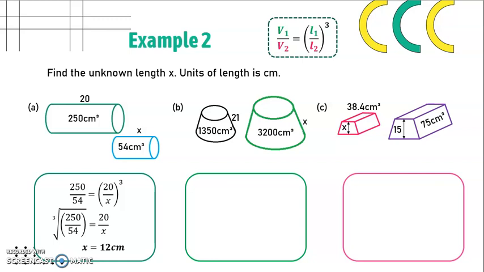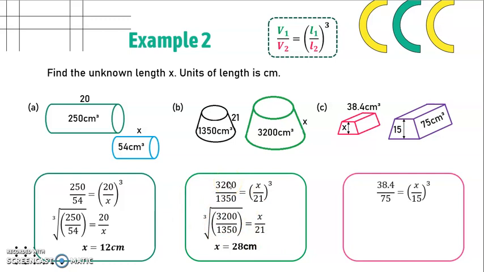Okay, so I believe you have done question B and also C for example 2. So let's check your working and answer. For B, you get your length x to be 28 centimeter. And for question C, your answer should be x is equal to 12 centimeter. So please check your working and answer. And if you got incorrect, please double check here or you may ask me.